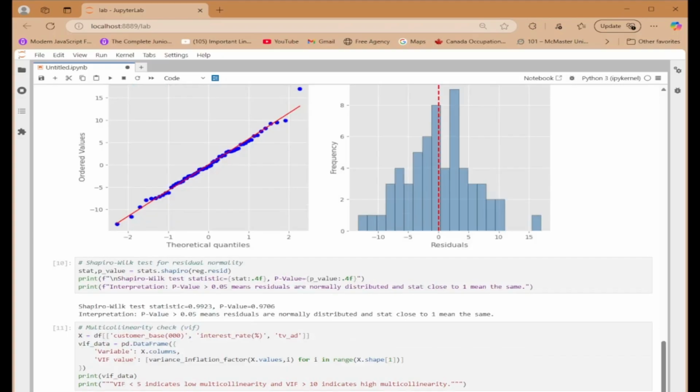Yes, we got the results. So here we can say, you see customer base has a VIF value of 6.30, which is higher than 5 but less than 10, so it's not really high multicollinearity. Similarly, interest rate has 7.21, also less than 10, so not really high multicollinearity. The only variable that has a VIF less than 5 is PV add.